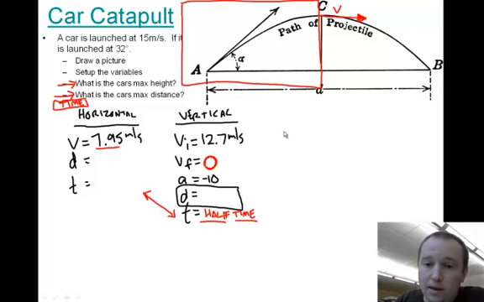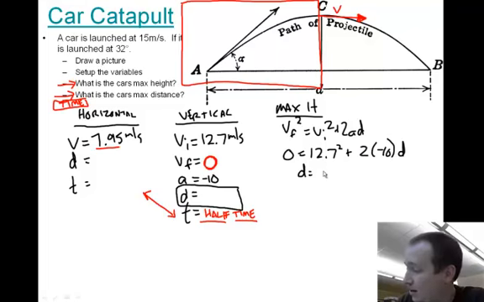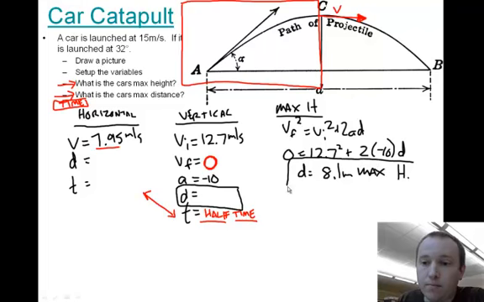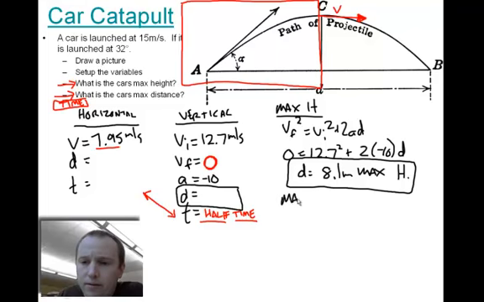Solving for my max height, I've got v final squared equals v initial squared plus 2ad. Solve that out and I get 8.1 meters as my max height. This is going too fast, you can always pause it. It's a video.